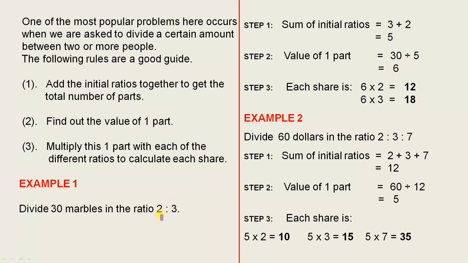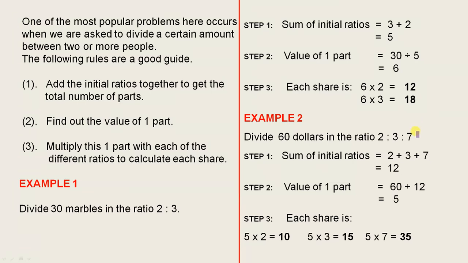So now we can work out how many marbles each of these parts represent. So for the 2, it's 2 times 6, so that's 12 marbles. For the 3, it's 3 times 6, 18 marbles. So if there were two people, one person would receive 12 marbles, the other one would receive 18.